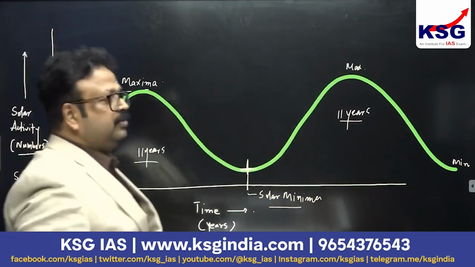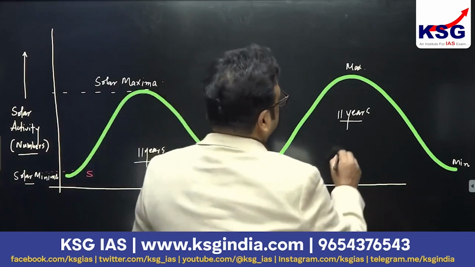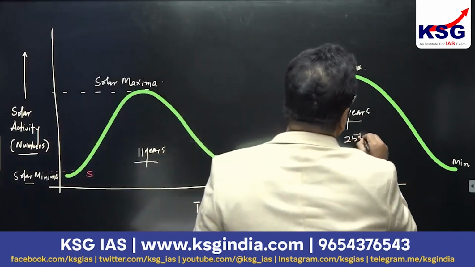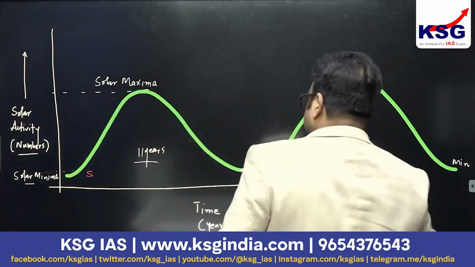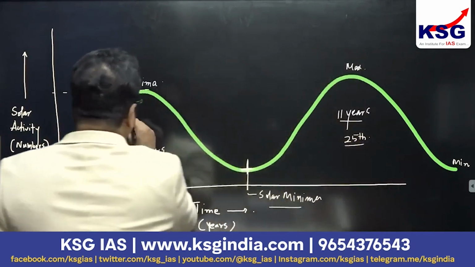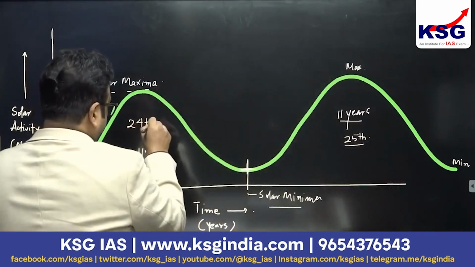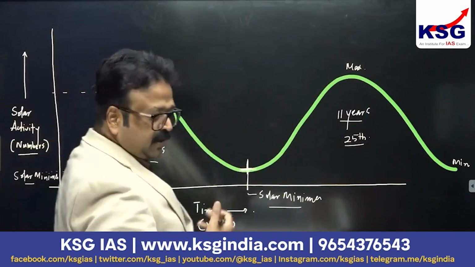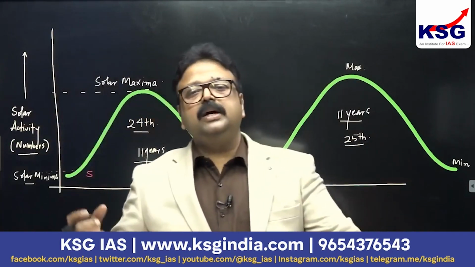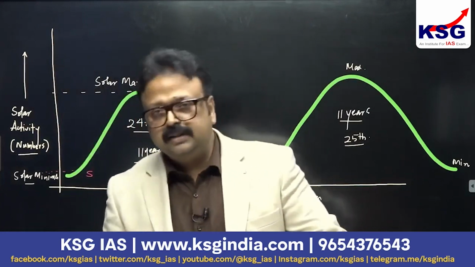Right now the 25th sunspot cycle is going on. 25th sunspot cycle, that means before that the 24th was there, and before that the 23rd must have been there. So since it was discovered, we see this in 11-year cycles.